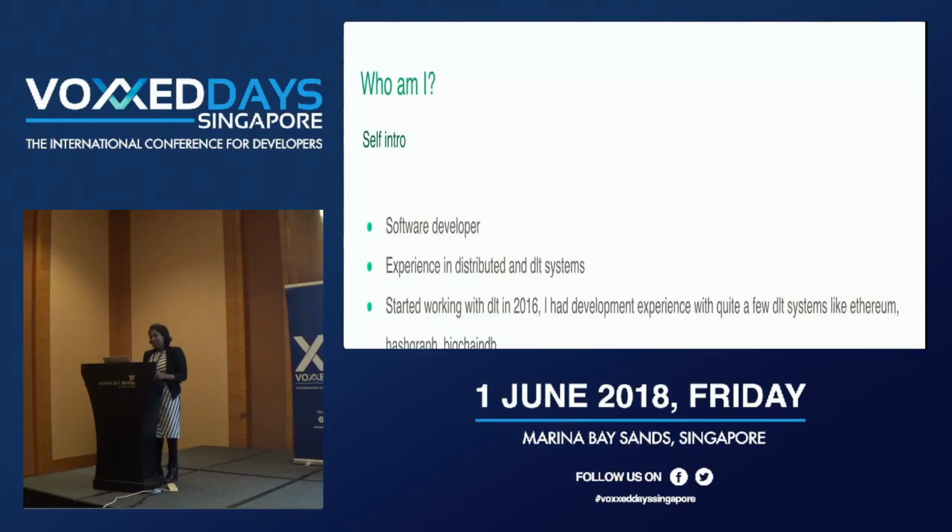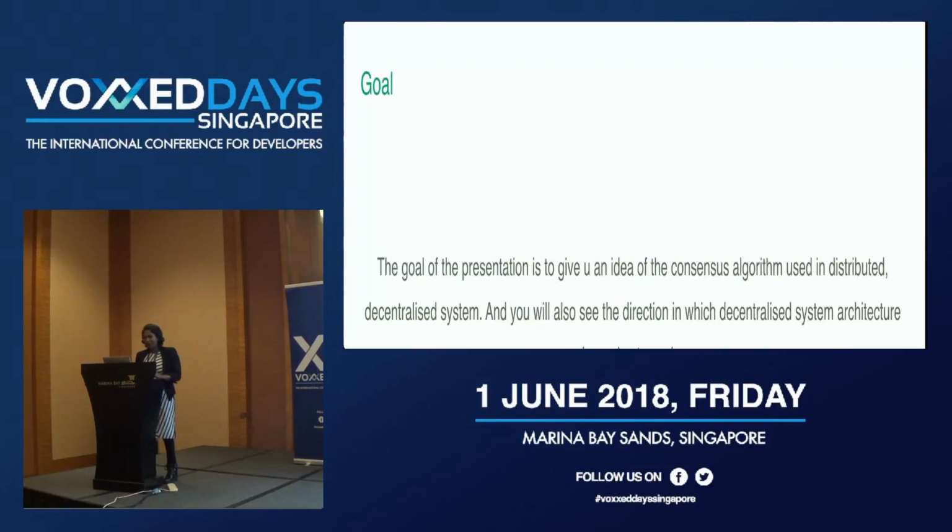So today's session is more of a knowledge sharing session of what I have learned while working with distributed and decentralized systems. The goal of today's presentation is to give you an idea of how the consensus algorithm works in distributed systems and decentralized systems, and why the algorithm used in distributed systems cannot be employed in decentralized systems as it is, without any backing model. And you'll also see the direction in which the decentralized system is moving towards.